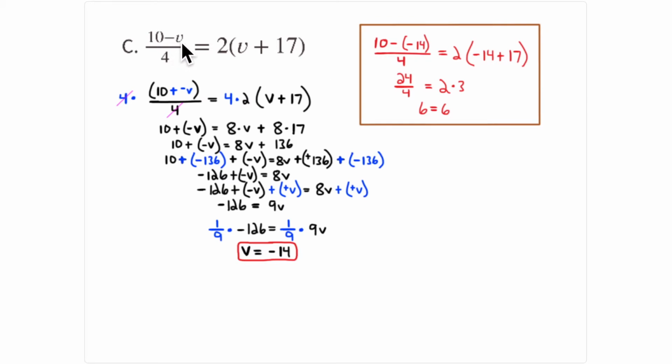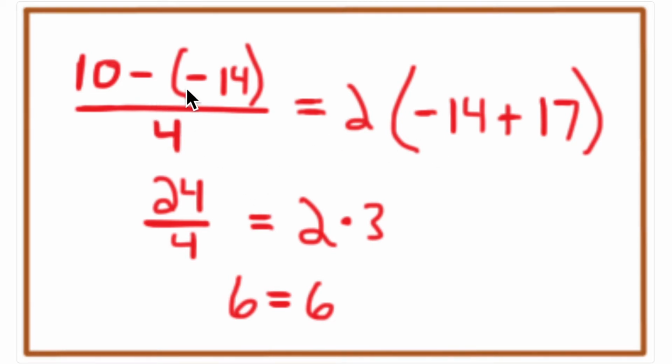So adding a negative v, so adding positive 14. That's because if I change this to adding a negative v, the opposite of v, which is negative 14, is a positive 14. Sorry about that. And so this is 10 plus a positive 14, that's 24, divided by 4 is 6, and 2 times 3, this becomes 3, is also equal to 6.